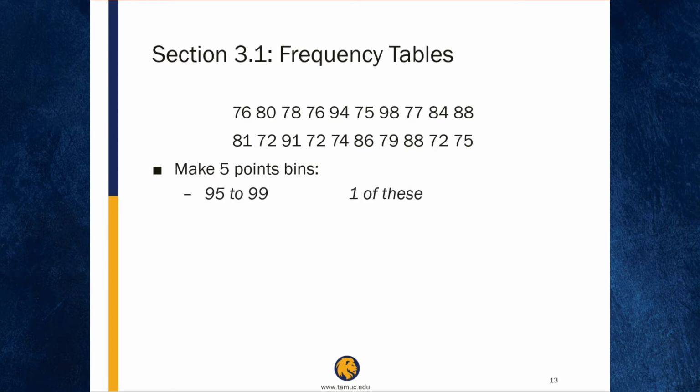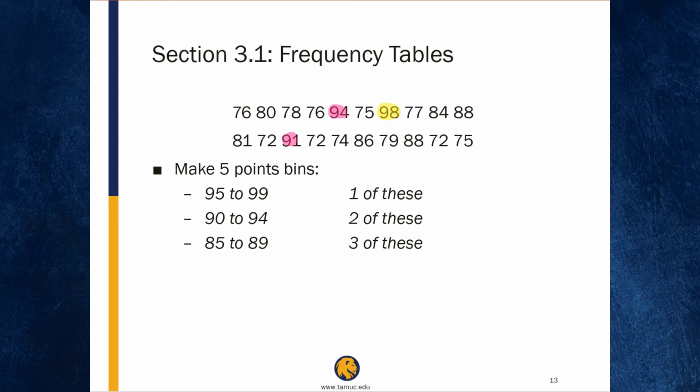So from 95 to 99, if we go through the list of values and count up the number that fall between these two, there's actually only one that does, and that's the 98. So there's only one of those. And then our next bin would be 90 to 94. And if we look in the values, we'll see that there's two of those. Let's see, the 94 falls between those. Also this 91. So that's where we get two of those within that bin.